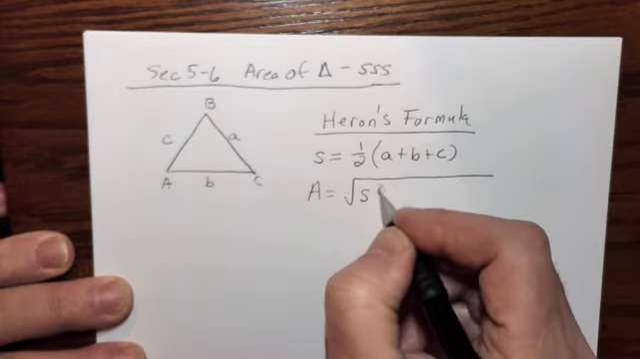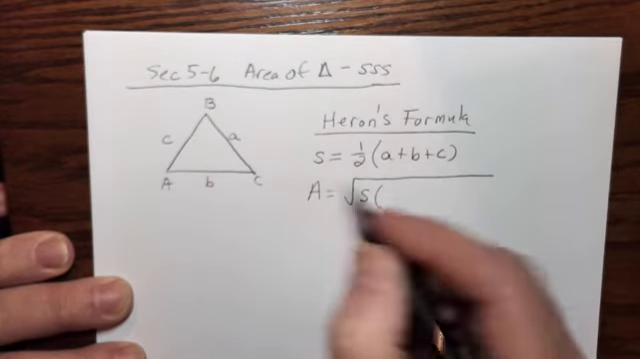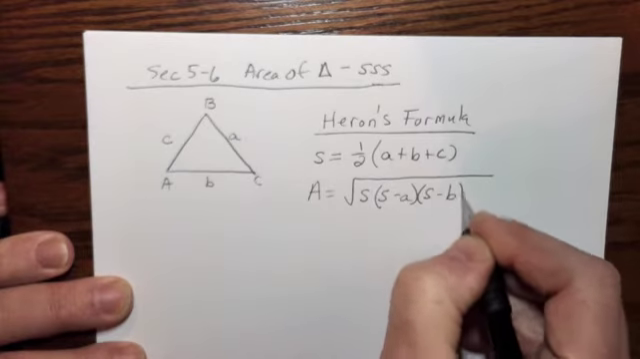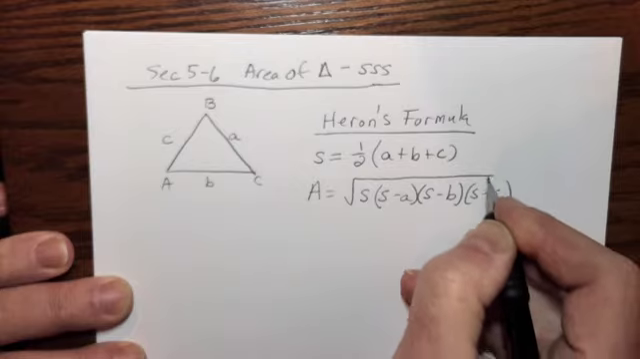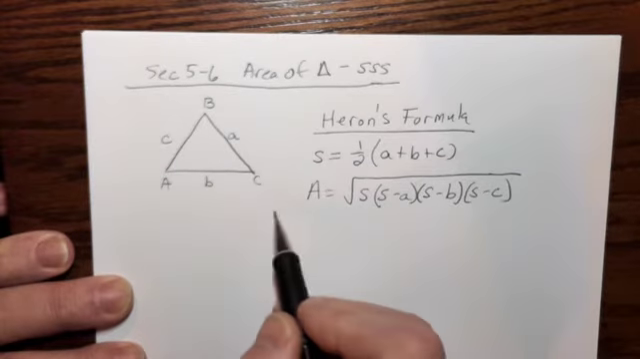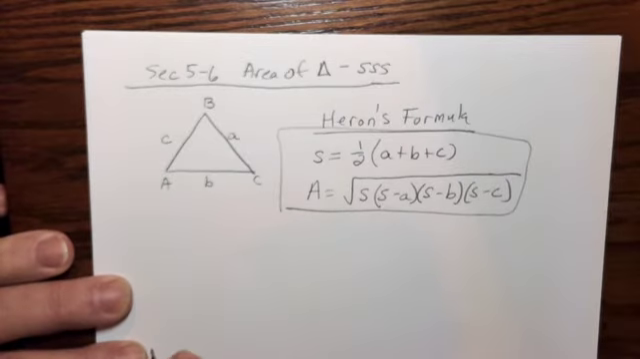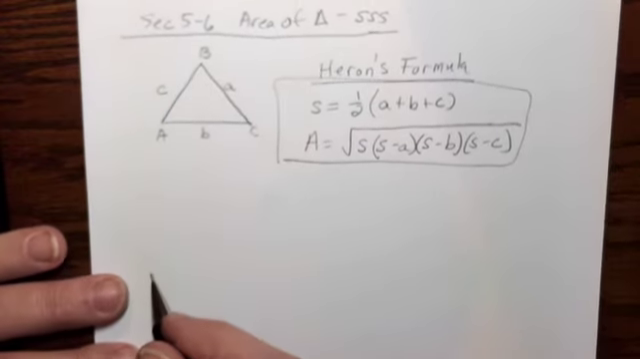It's that value S, and it's the difference between that value and each of the sides: S minus A, S minus B, and S minus C. So there's Hero's formula right there. And that's what we're going to use to find the area of a triangle when we know side, side, side.